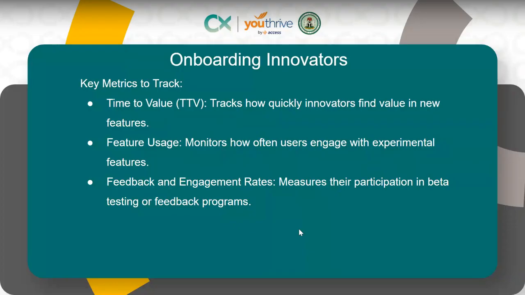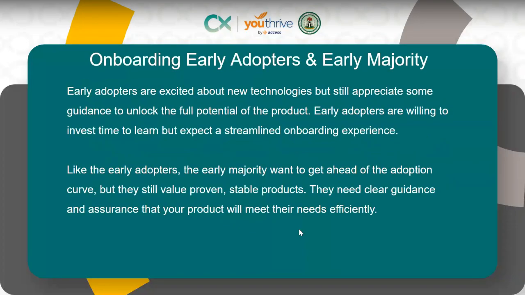All right. Remember, you already defined this kind of people, so you can tell which of your customers fall into this category. So onboarding early adopters and early majorities: these are people who are excited about new technology, but still appreciate some guidance to unlock the full potential of the product. That's how they differ from innovators. Innovators don't even need it. They most likely will never read the steps, because the thrill of finding it out themselves is what gives them joy.